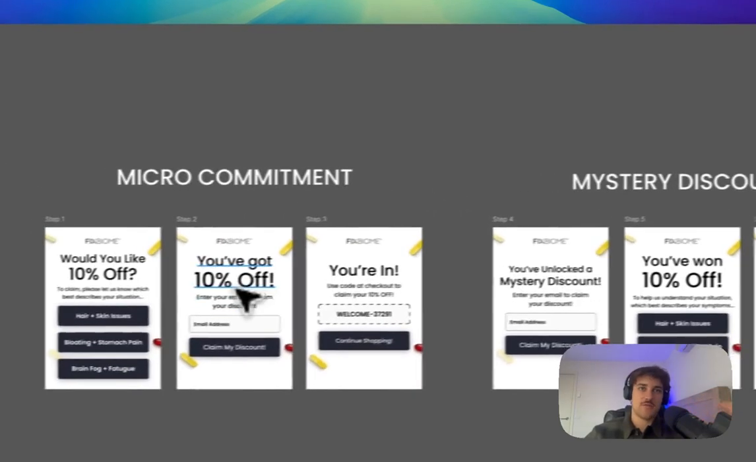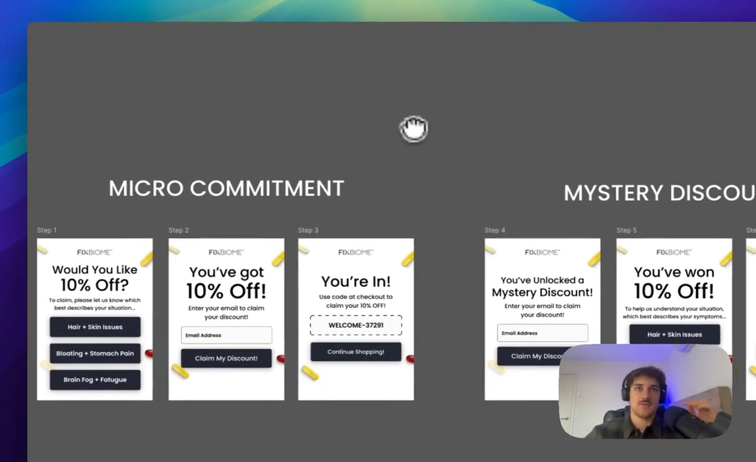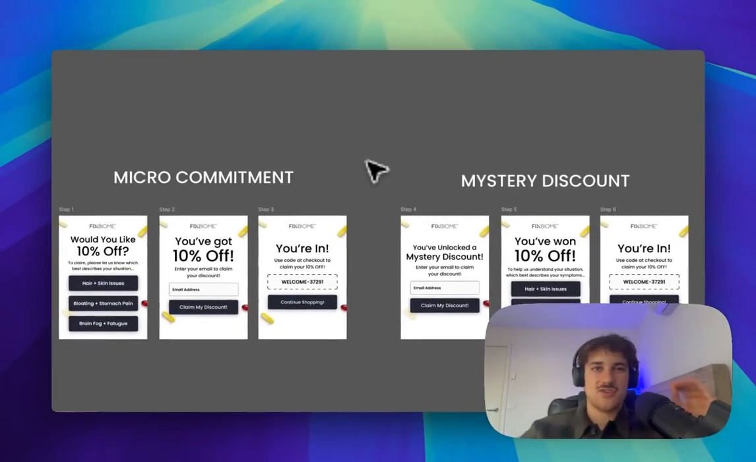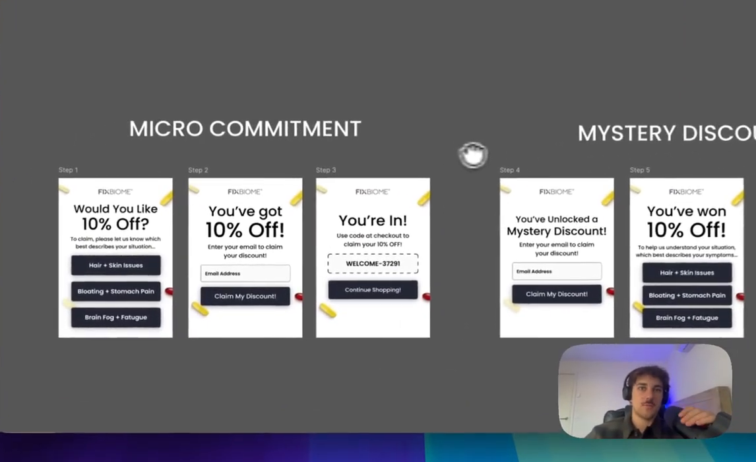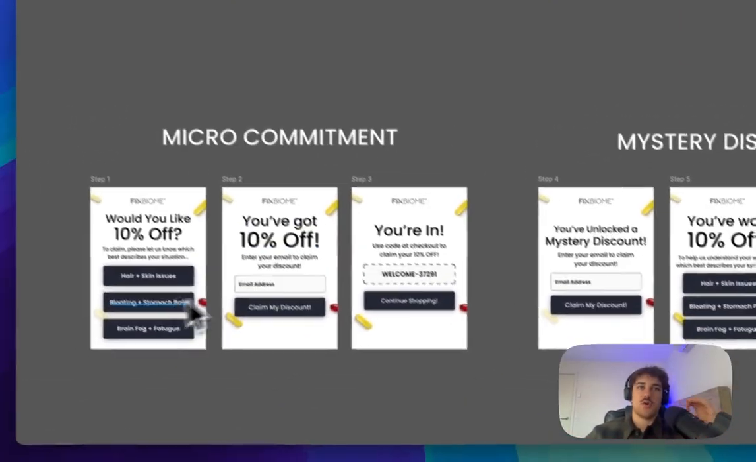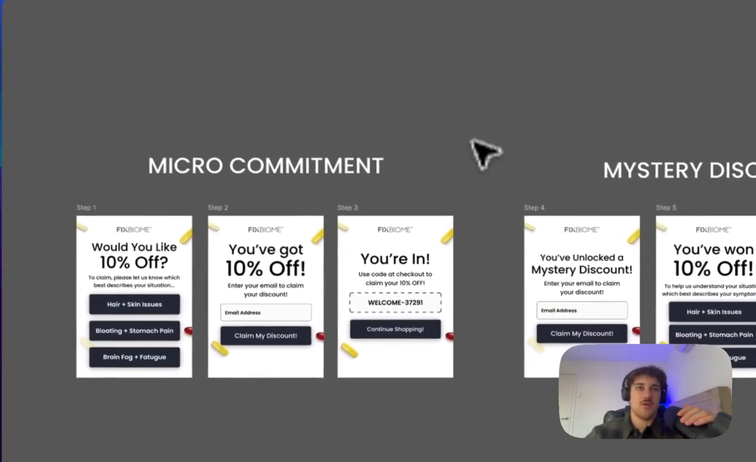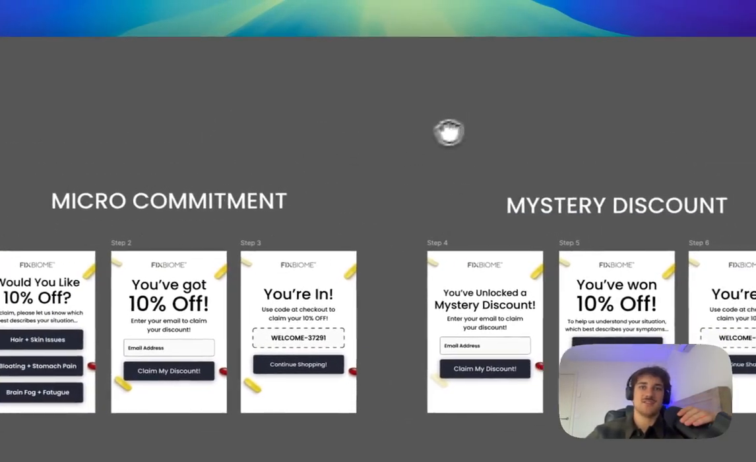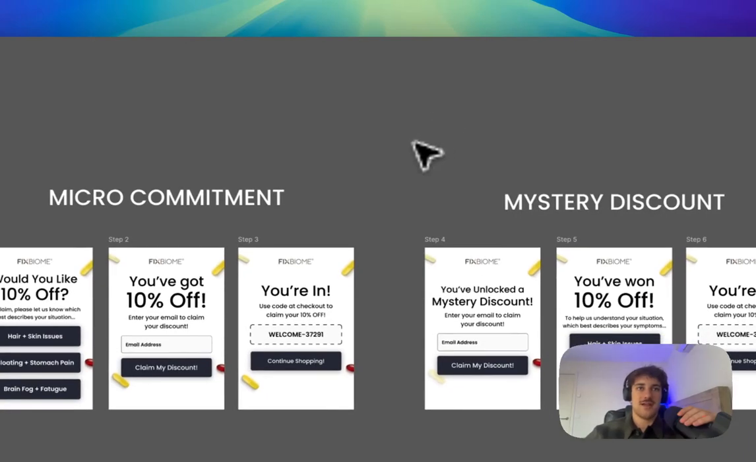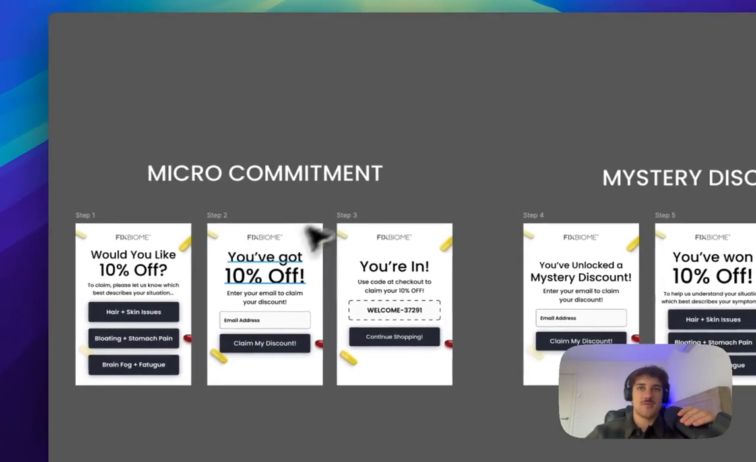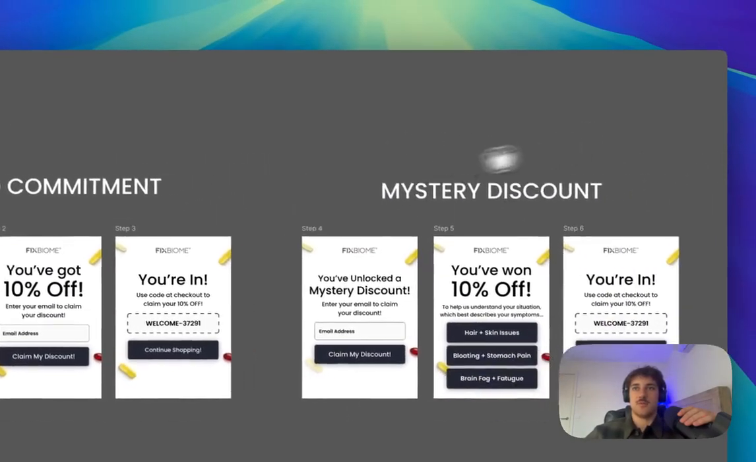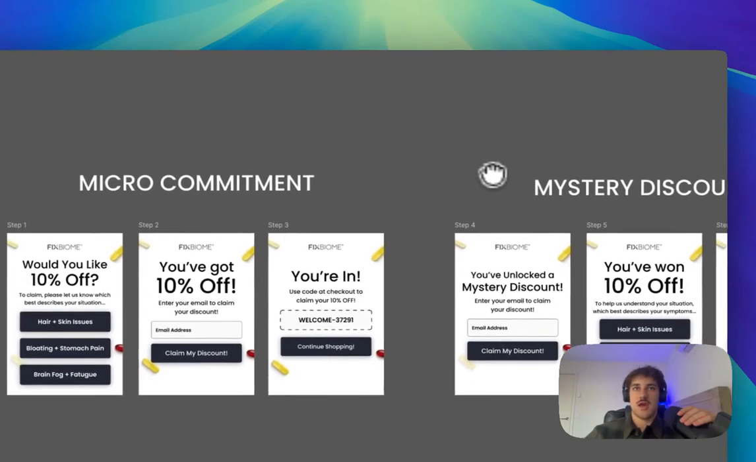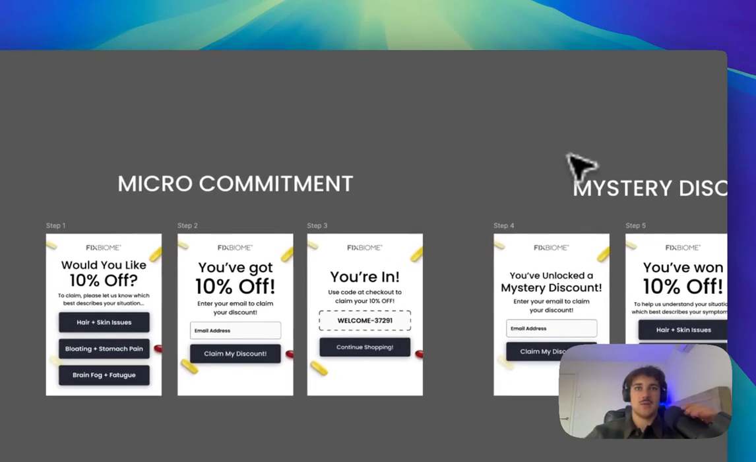So obviously the offer is the highest leverage test, but for some brands, they can't really change the offer due to their margins. So once you have finalized your offer and you're happy with it and you know it's a proven winner, then this would be the first test you would run inside of your sign up forms in Klaviyo, and it'll be the micro commitment versus a mystery discount. So first, let's just walk through each pop-up and I'll show you why we like setting these up.